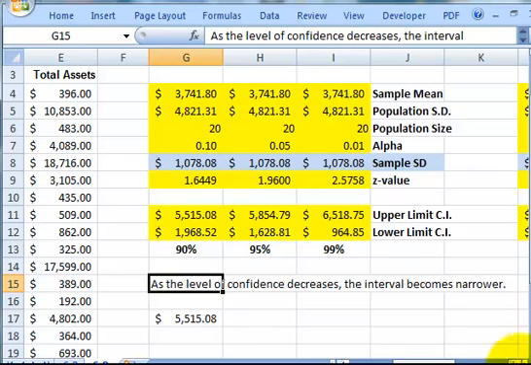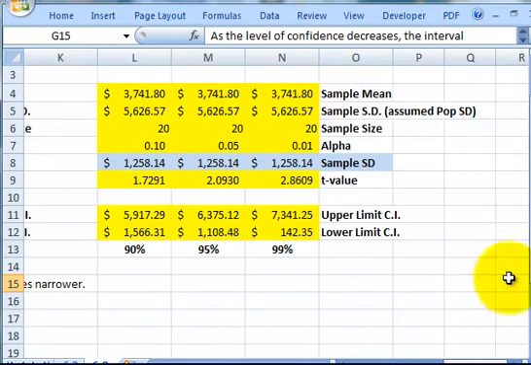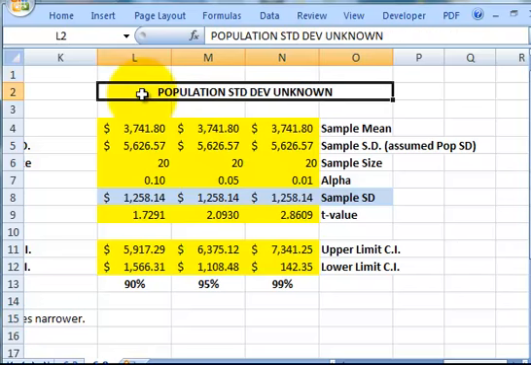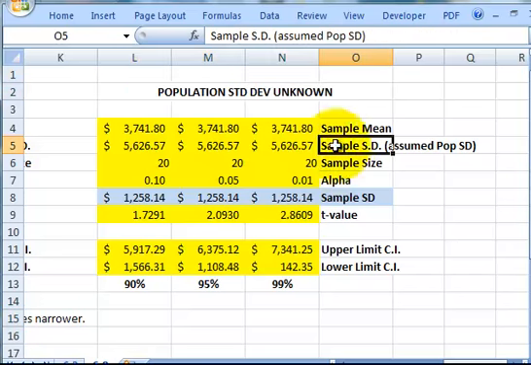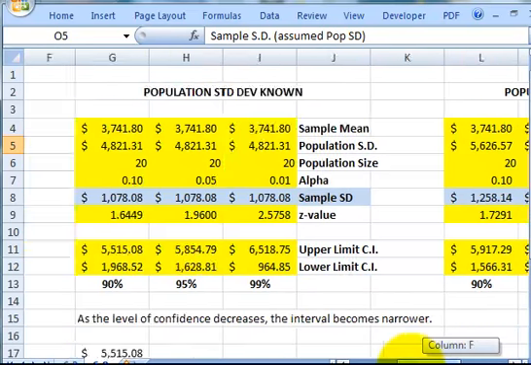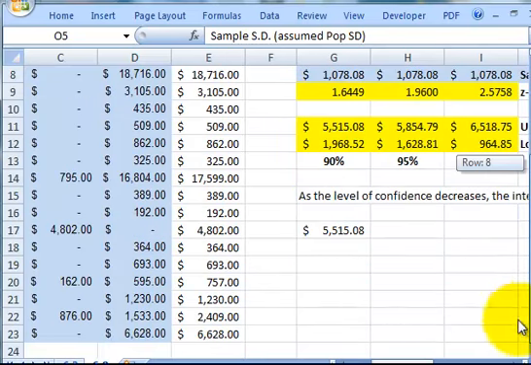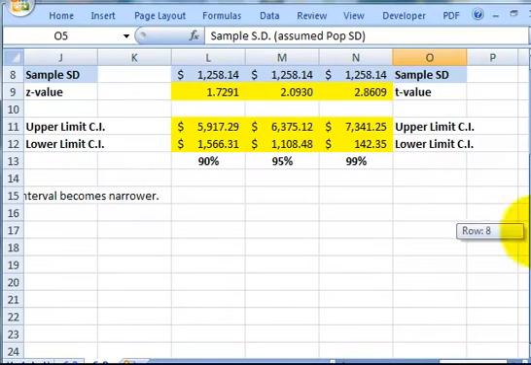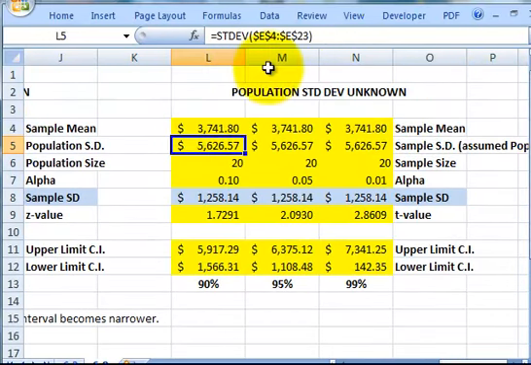Now, over on this side, they did the same sort of thing. Let me move us over. They did the same stuff, except they said to assume the population standard deviation is not known. So now we have to use the sample standard deviation. All I did here was calculate the standard deviation of the sample. For my Excel version, I used STDEV.S, which is the standard deviation of a sample, and I just put in the range.